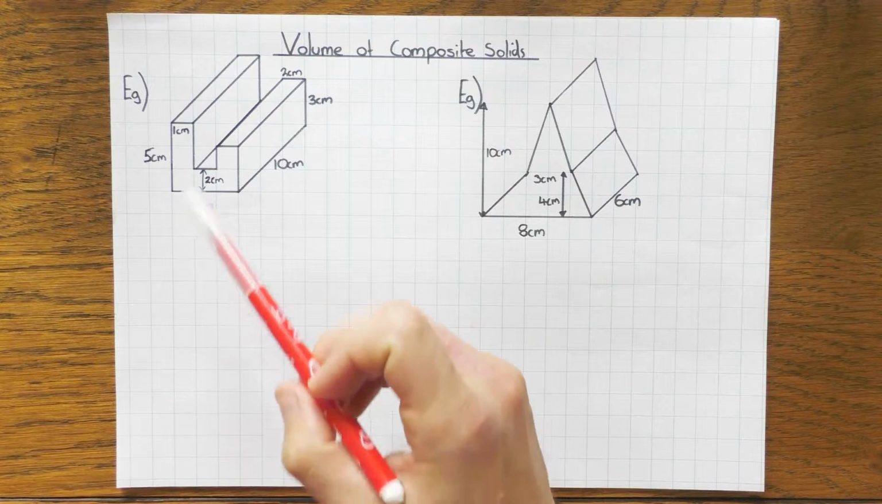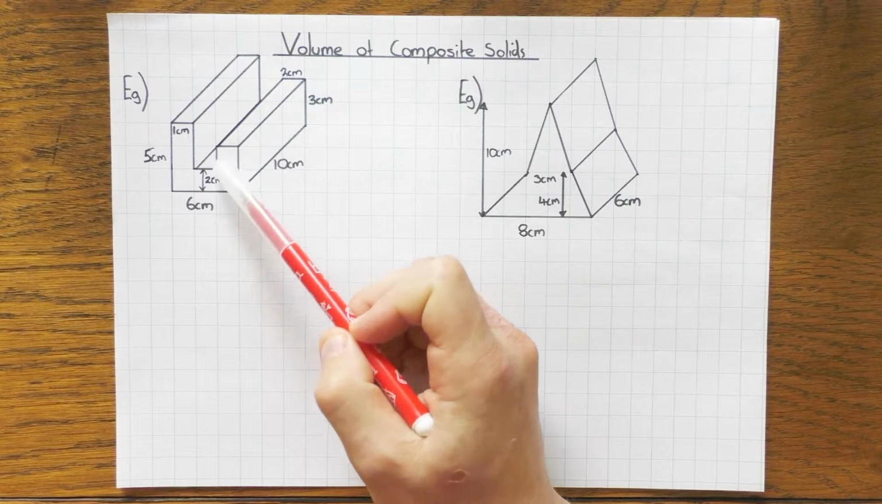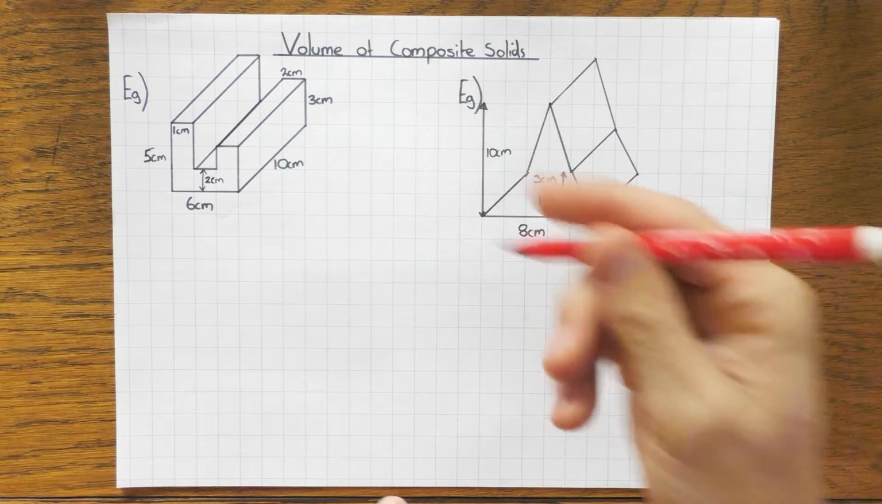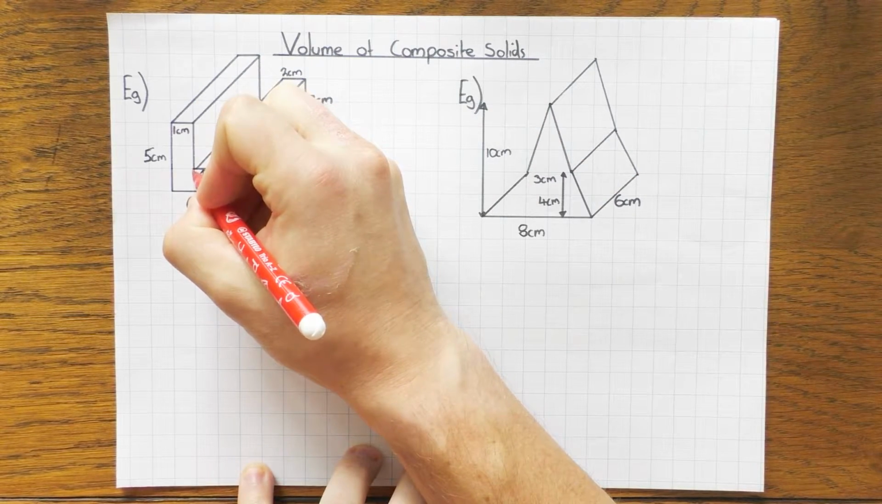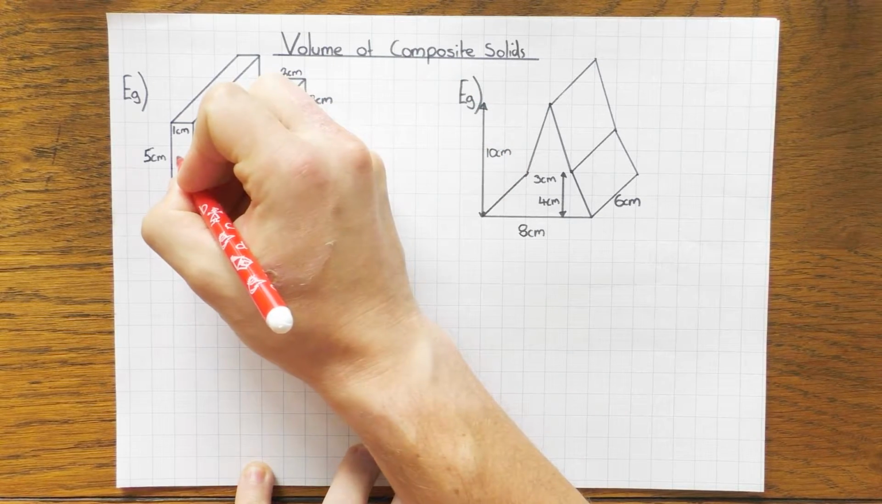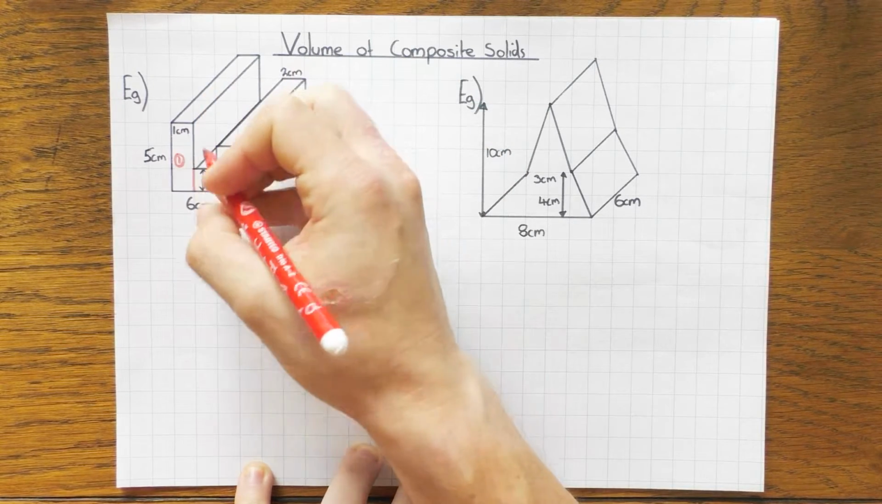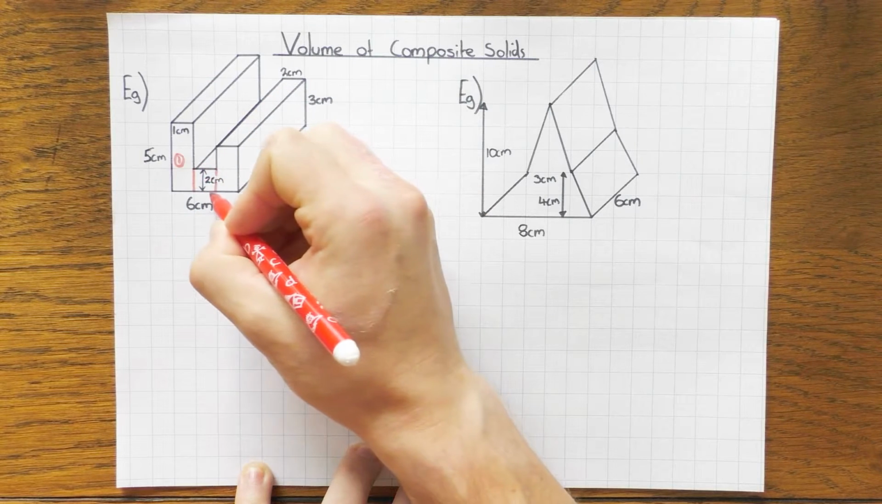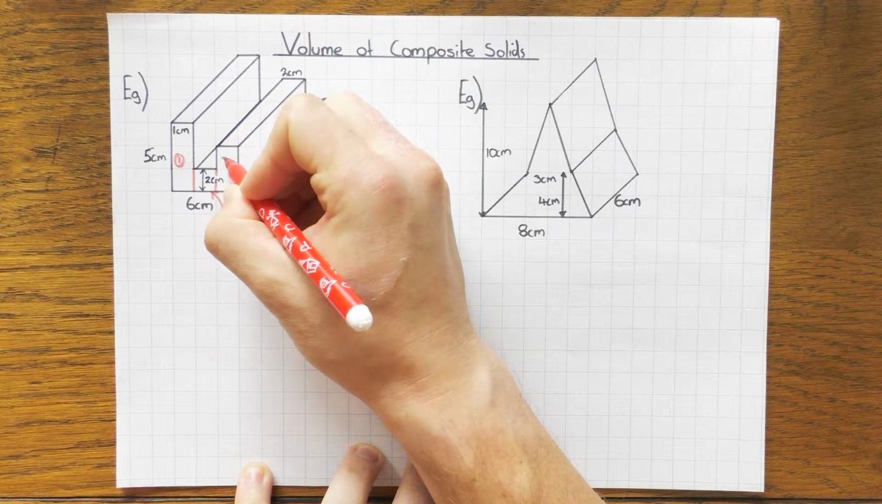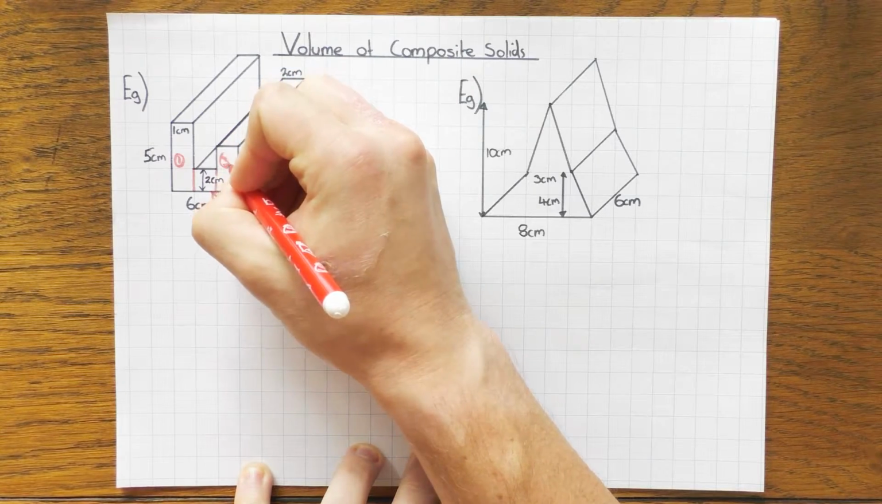So we need to work out the area of this cross section, which is this shape here. So I'm going to split it up into different shapes. You might have already guessed it, I'm going to split it up into rectangles, like so. So let's call this one number 1. Let's call this one number 2. Let's call that one number 2. And then let's call this one number 3.